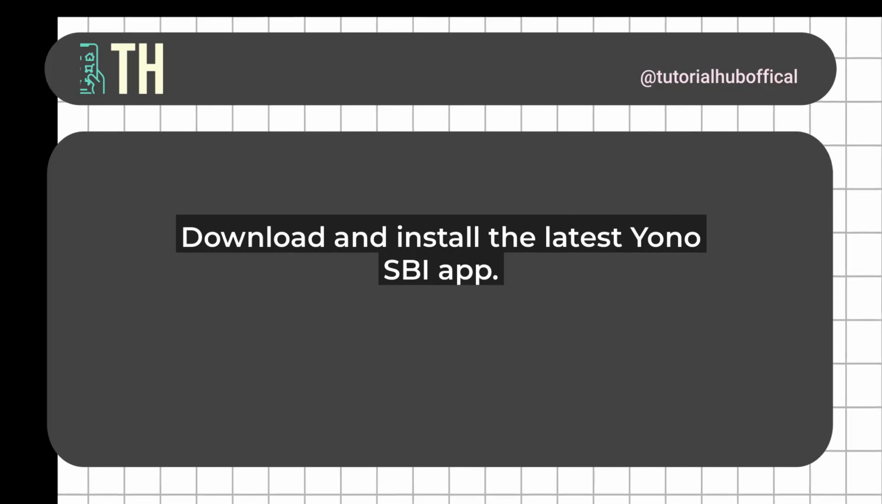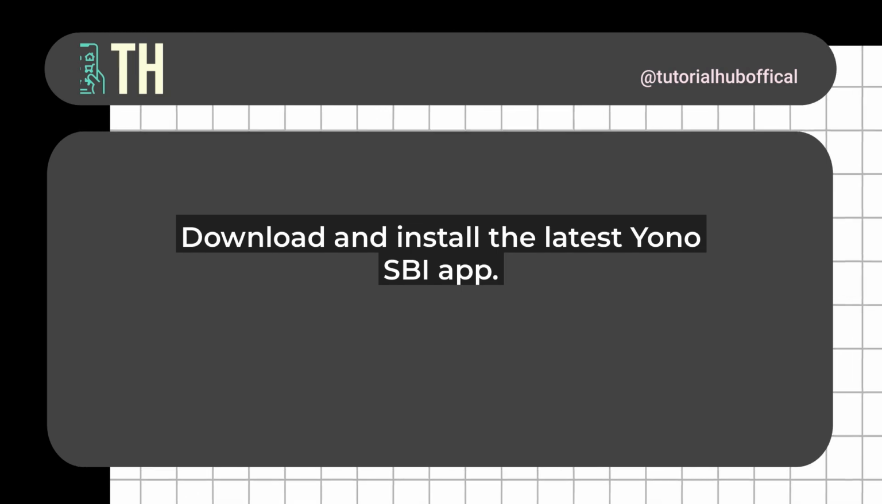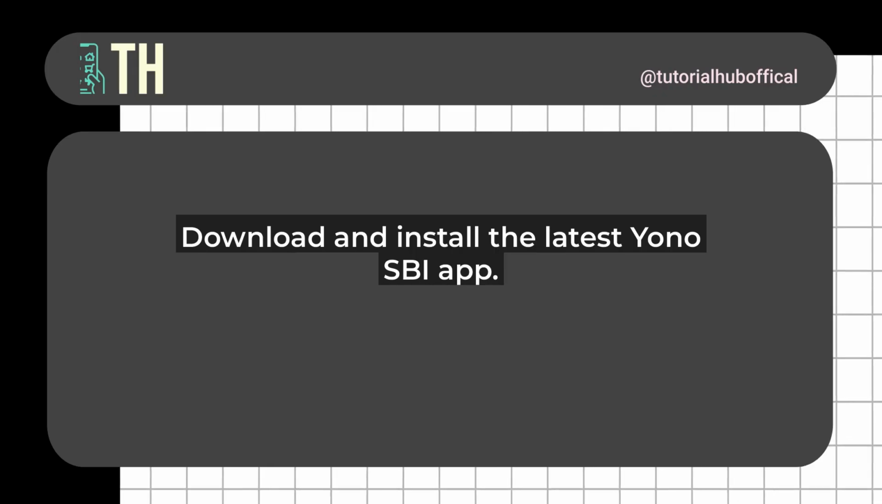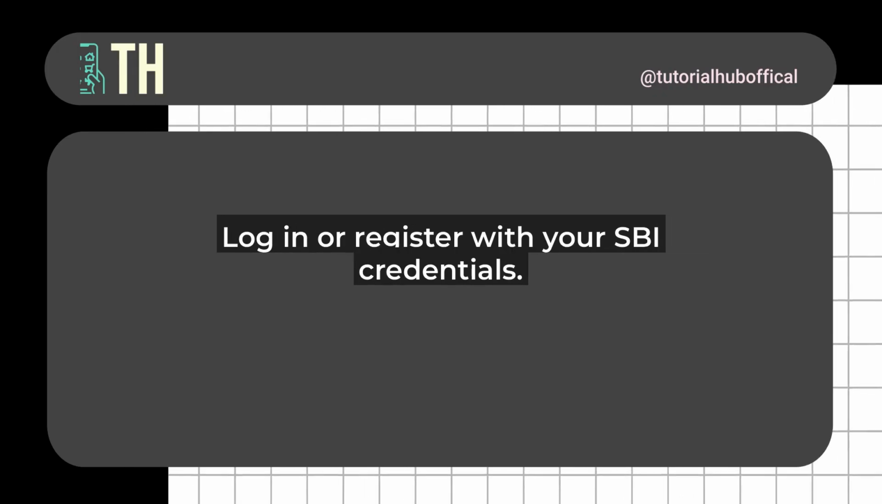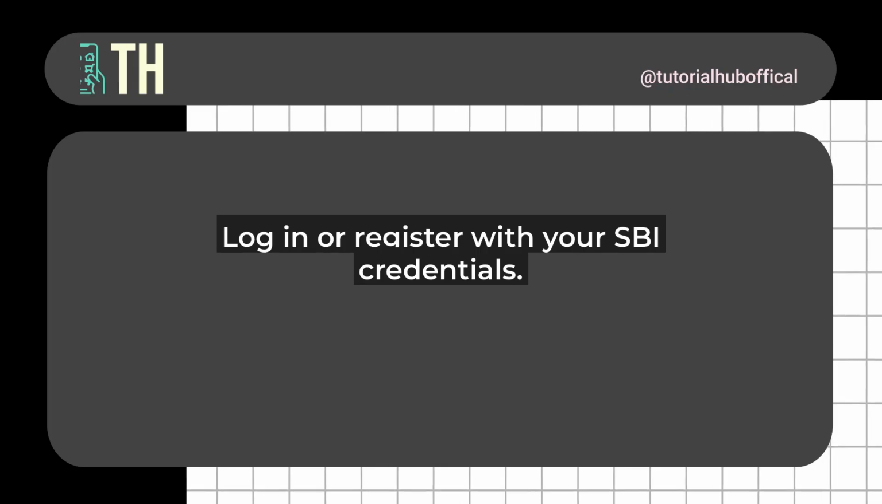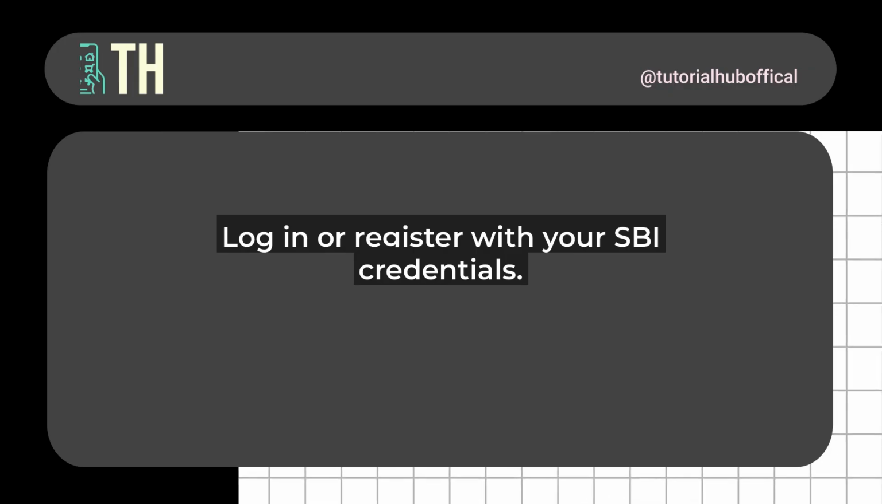First things first, make sure you have the Yono SBI app installed on your smartphone. If you don't, head to your app store, search for Yono SBI, and download the latest 2025 version. It's free and updated with enhanced security features like biometric login and AI-driven fraud detection.